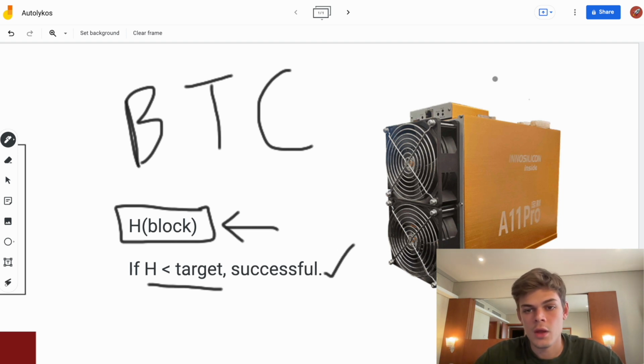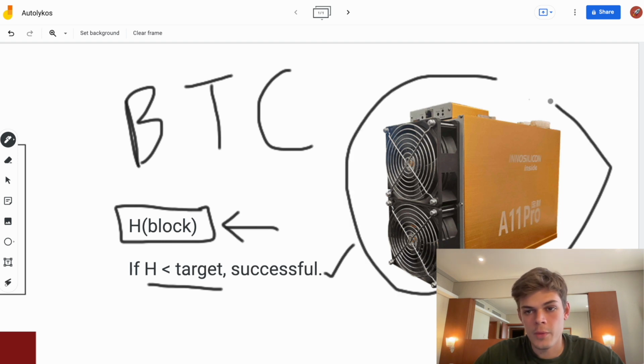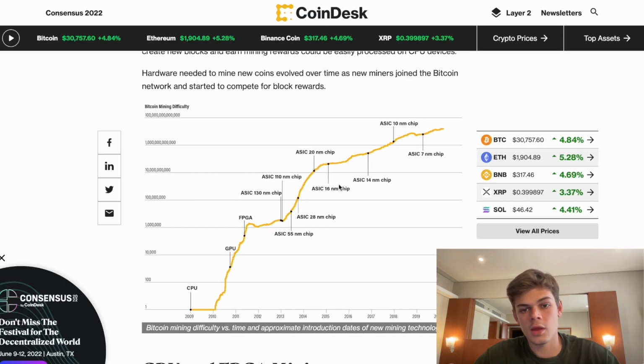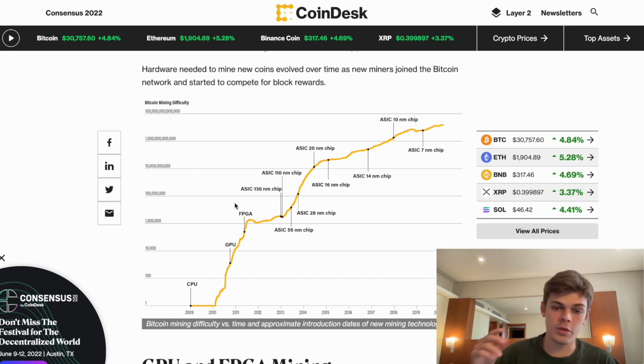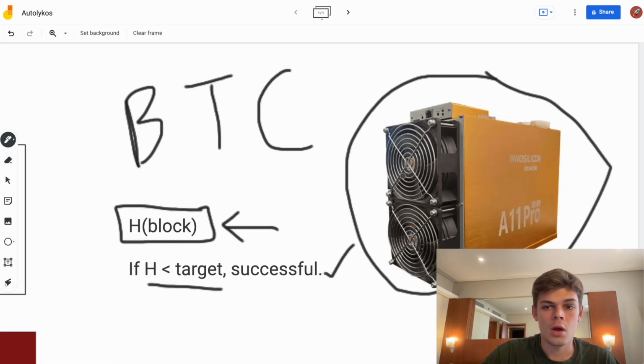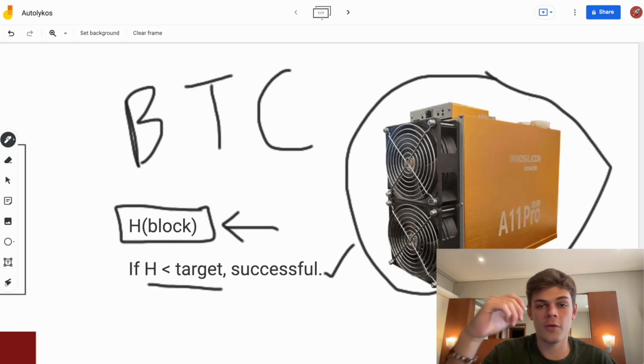So that's why we have something that you are probably all familiar with, ASICs. As we see here in this graph, it started off with CPU mining, then GPU mining, and then eventually ASICs entered the scene. And as you can see, it's a logarithmic chart. So as ASICs came on board, difficulty absolutely mooned. And that's not the kind of moon we want. And it's also not great for the network, and for the following reasons.